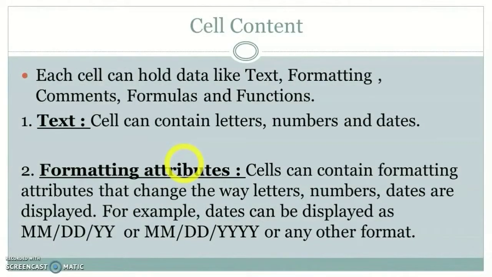Now you must be wondering what can be the contents of a cell. So now let me tell you, each cell can hold data like text, formatting, comments, formulas and functions. It can contain letters, numbers and dates. A cell can contain formatting attributes that change the way letters, numbers and dates are displayed. For example, a date can be displayed as MMDDYY or MMDDYYYY format or any other format.